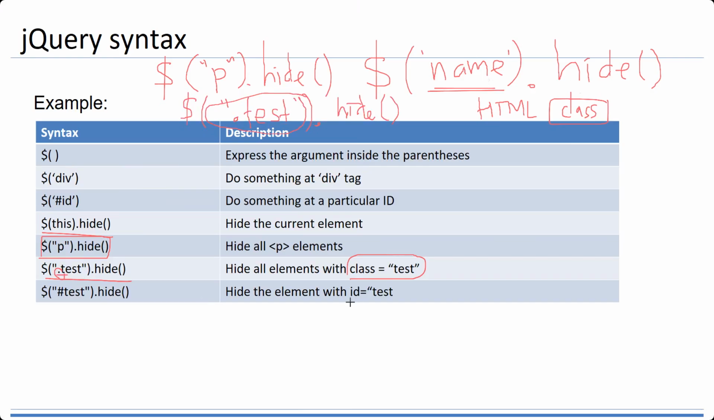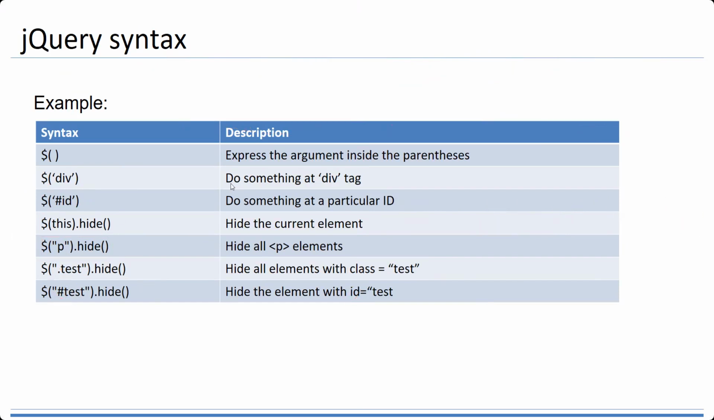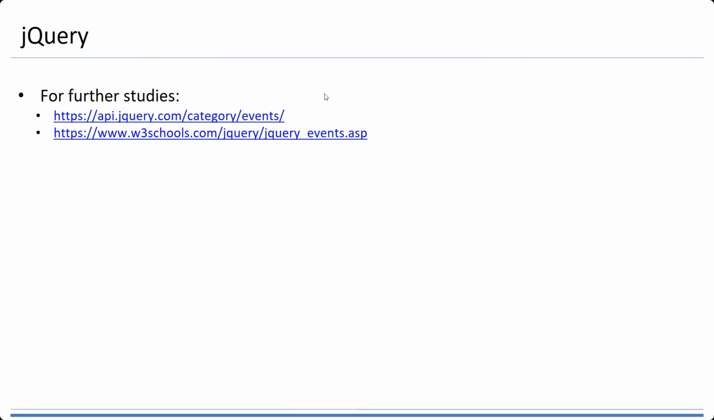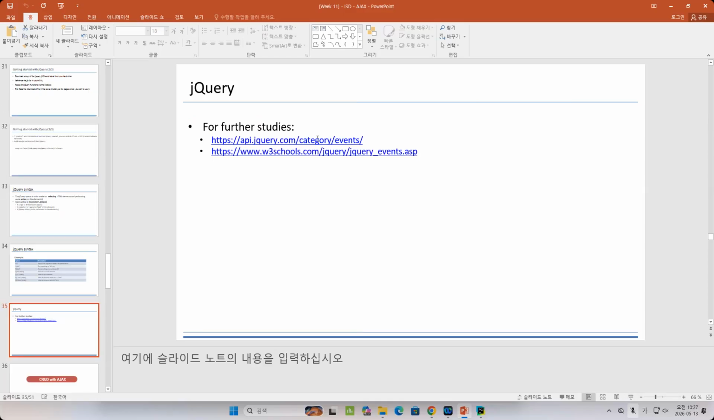If you want to access the ID, you can access it with the hash sign. Hash means the ID. So you have the dollar and then the hash. The ID name is test. Then you will do something, for example, hide. This is the action. There are so many things in jQuery. Of course, I cannot teach you all the things. If you want to know more, you can go into this one.